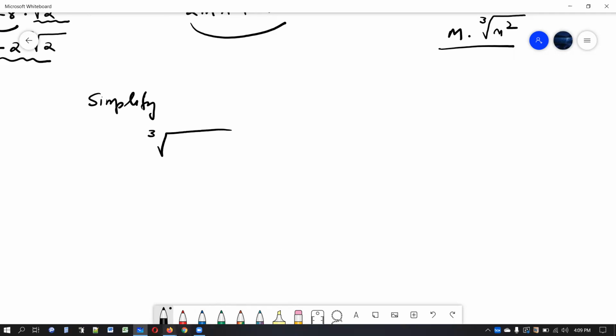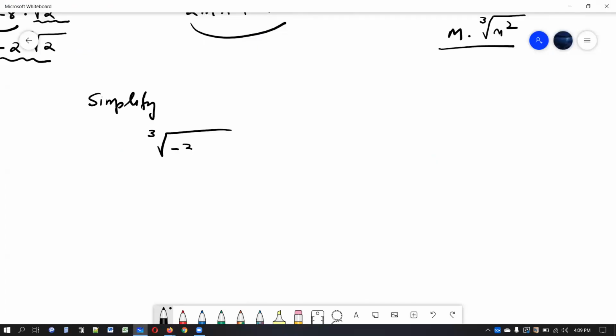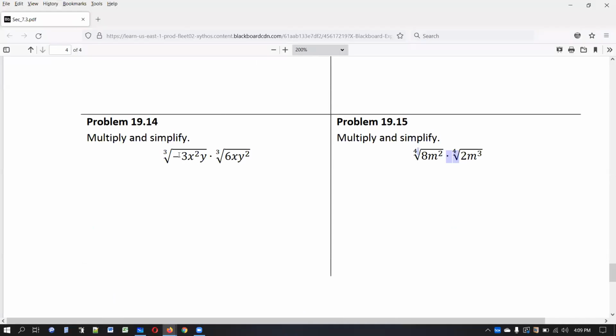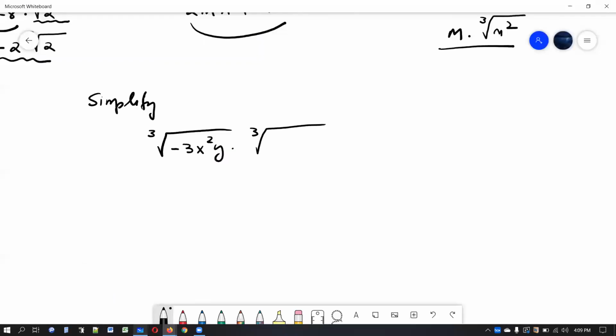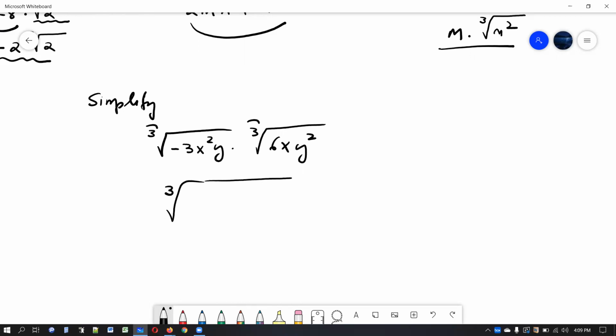Cubic root of minus 3x squared y times cubic root of 6xy squared. For these problems, the index has to be the same. So the very first step is you realize these two indices are the same. You are going to create a single radical, and you are going to put everything under the radical. So here's your minus 18. X squared, x to the 1 is x cubed. Y to the 1, y squared is y cubed.